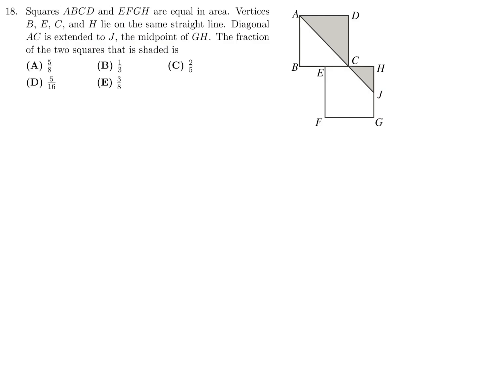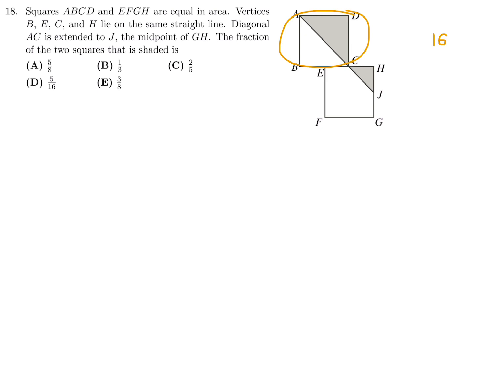Squares ABCD and EFGH are equal in area. Vertices B, E, C, H lie on the same straight line. Diagonal AC is extended to J, the midpoint of GH. The fraction of the two small squares that is shaded is... All right. Well, let's give these some areas. Makes it a little bit easier, I think. So let's say the square has a total area of 16.